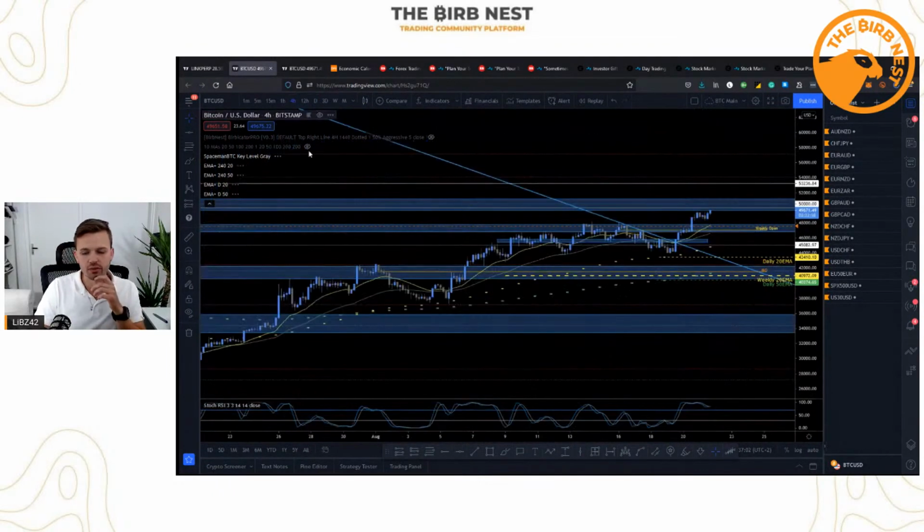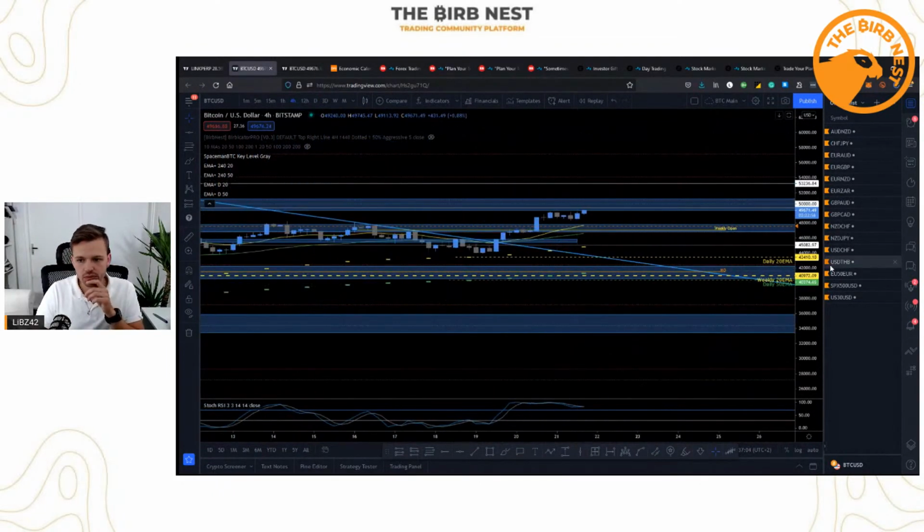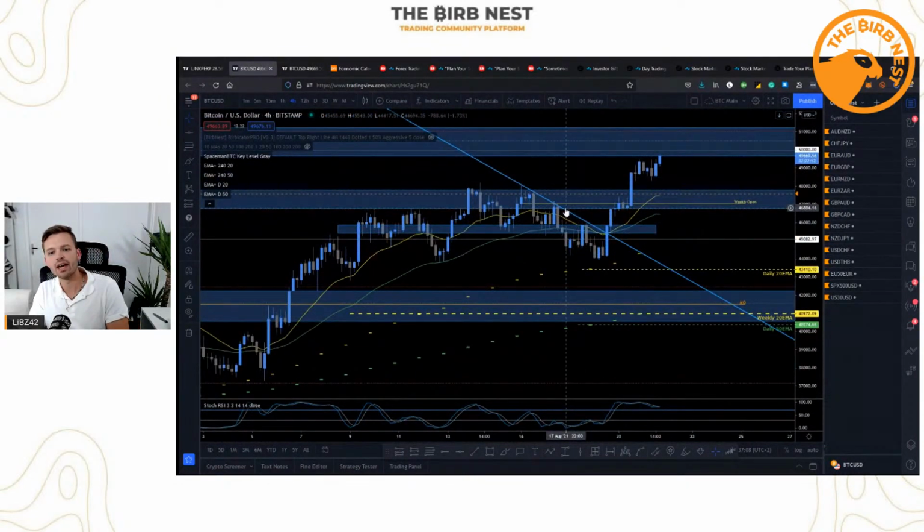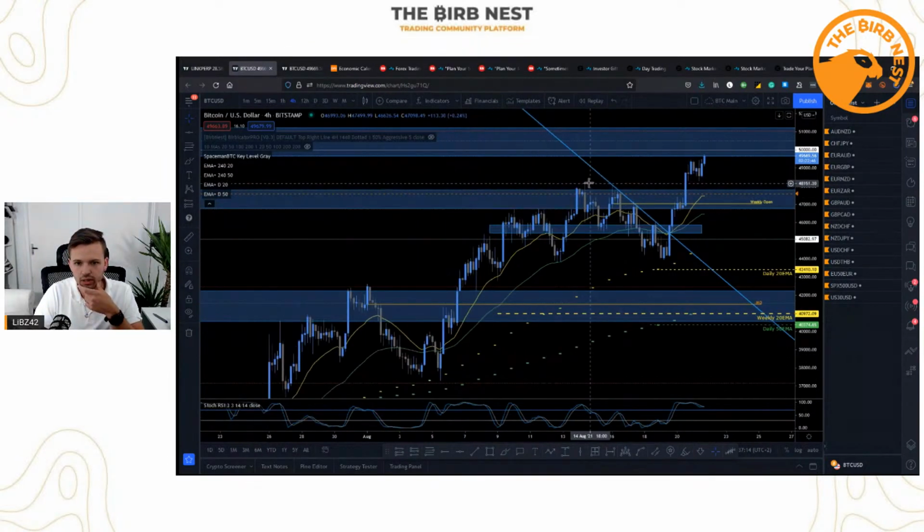Right, so let's look at the lower time frames here. We have the 4-hour, and it really feels like every significant level is just getting front ran here.